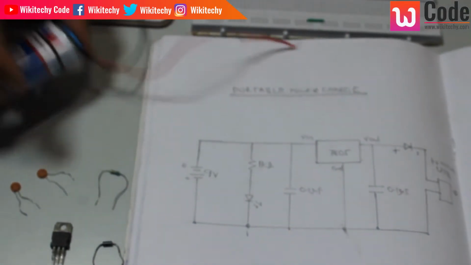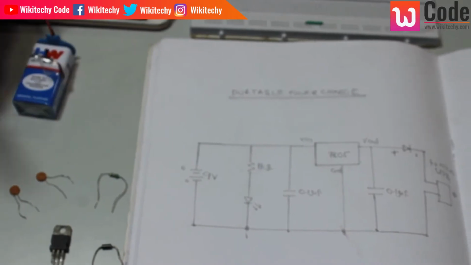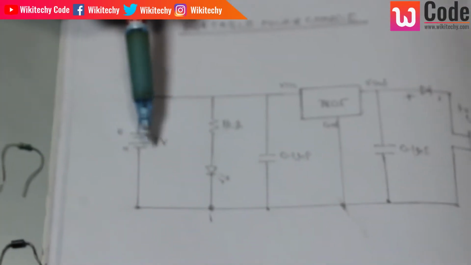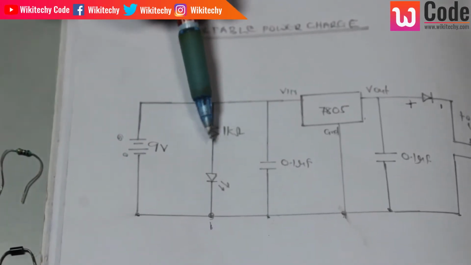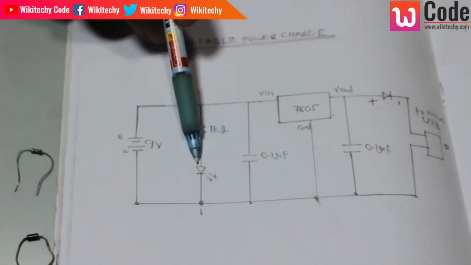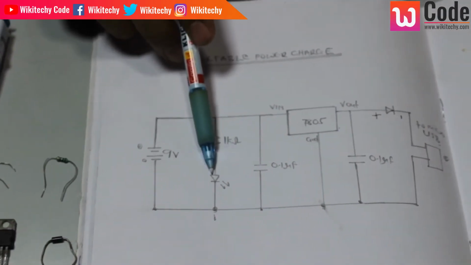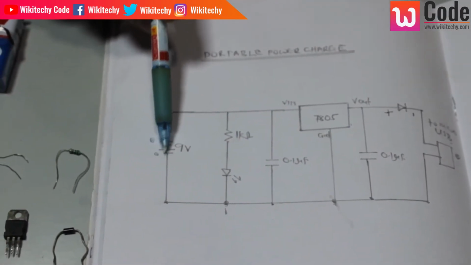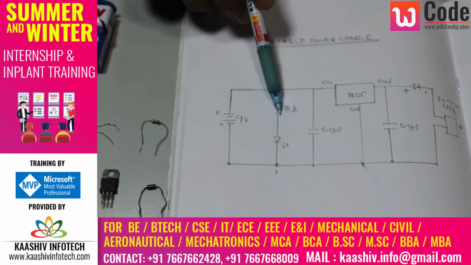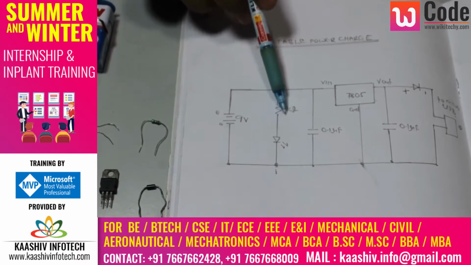Okay, so this is the circuit I designed. I got a 9-volt battery here, and this is connected to an LED and a resistor, a 1 kilo ohm resistor and the LED. This is purely to check whether the battery has charge or not. If you want, you can use it, or you can leave it.